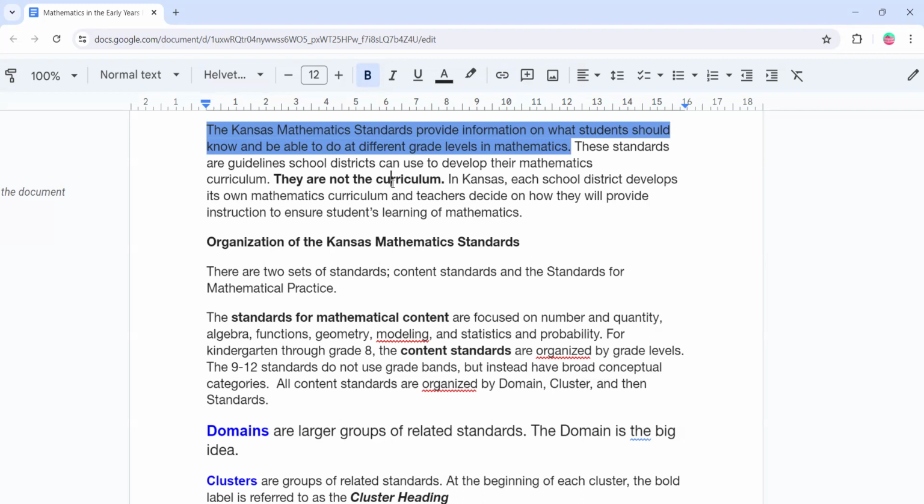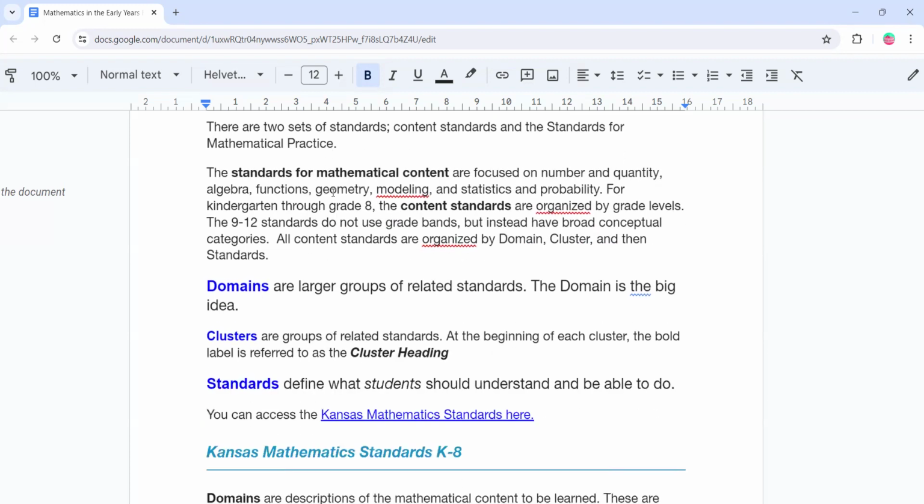So there are some terms that you should be familiar with when it comes to the standards for mathematical content. There are two sets of standards under the Kansas Mathematics Standard, the content standards and the standards for mathematical practice. Now we are talking about the standards for mathematical content, which focus on number and quantity, algebra, functions, geometry, etc. These content standards are organized under three levels. The first level is domain, after domain it's cluster, and finally the standards. Now we'll see what domain, cluster, and standard mean.